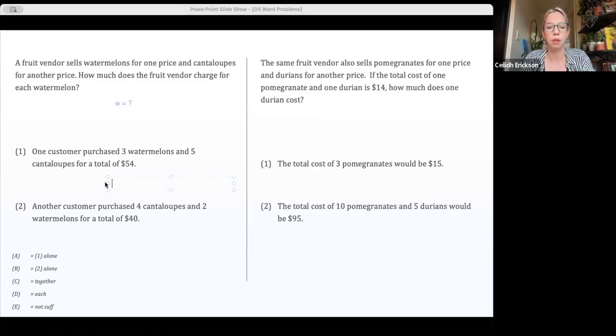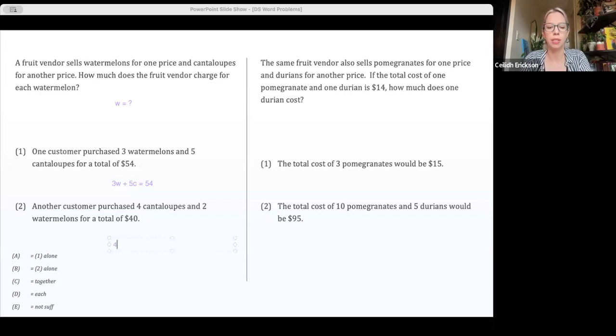In the first statement, 3 times the price of a watermelon plus 5 times the price of a cantaloupe would equal 54. Well, that gives us one equation, but we've got 2 variables, so that's not going to be enough. Statement 1 alone is not enough. We can get rid of A and D there.